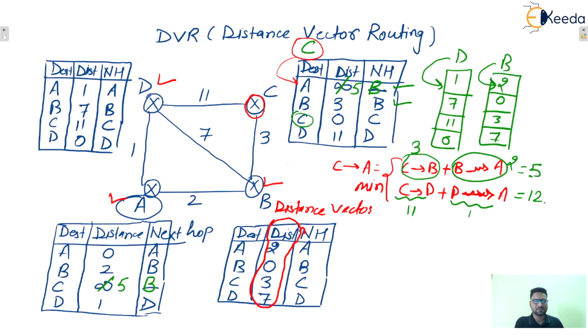Then C to C, that will be 0. Then C to D, we can go directly C to D 11, then D to D 0, or C to B, then B to D in the distance vector, B to D is 7. So that will be 10 only, isn't it? So here it will be updated to 10, and next stop becomes B, because 10 is less than 11. If it is less than the previous value, only then we will update, isn't it? So next stop will be B only. In the same manner, we can calculate the routing tables of each one.